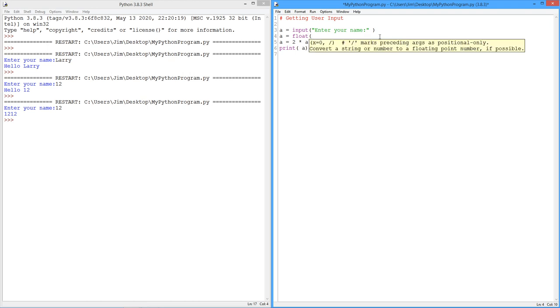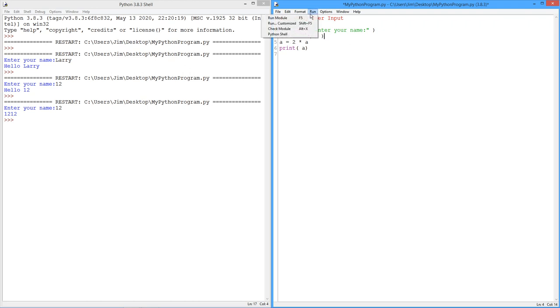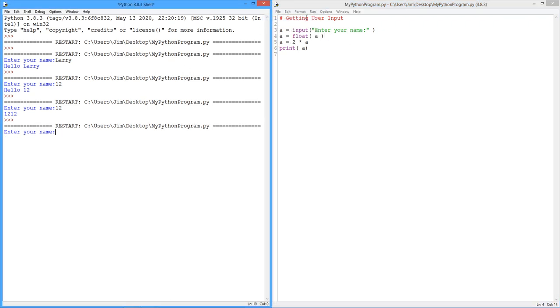Let's take a look at our little hint here. Convert a string or number to a floating point number if possible. Why if possible? Well, if I type in Larry, there's no way I can turn that into a floating point value. But I can do this. So if I type in a floating point value, this should convert it, and then we'll be all set. Let's try it again. Hey, 24. Just what we wanted.